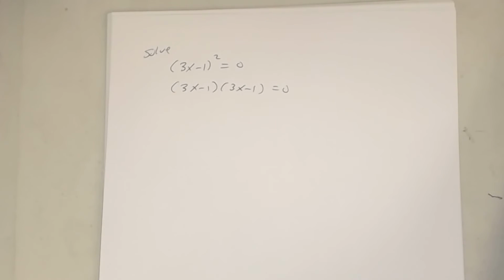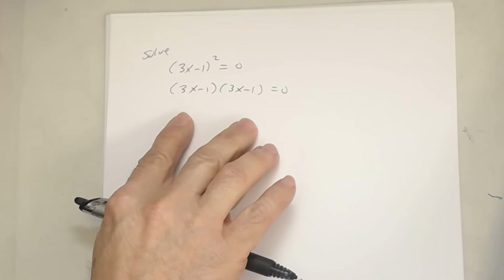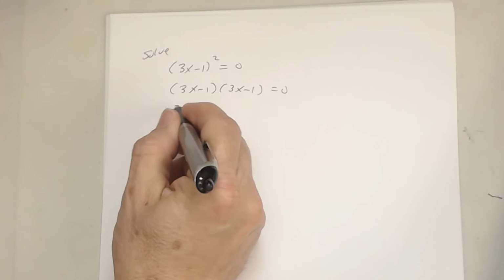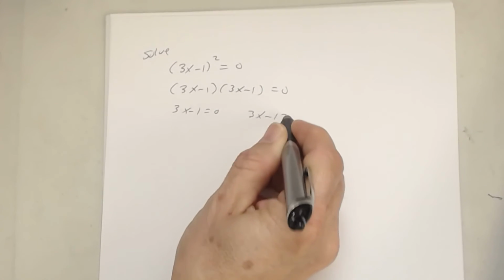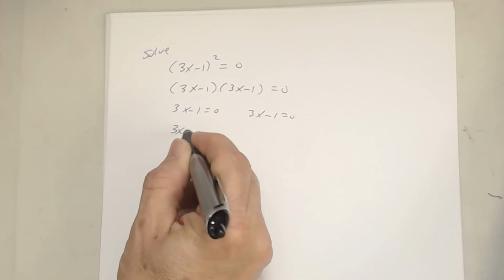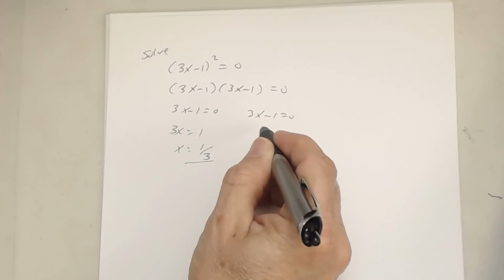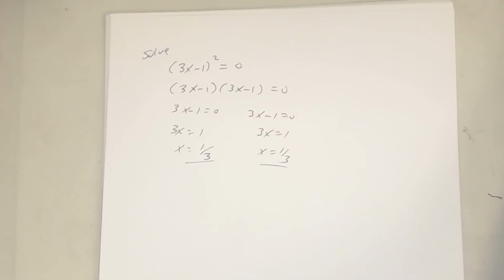How many solutions will I have? 2. I want you to notice something, though. What do you know about these two factors? They're the same. So all you got to do is just set one of them equal to 0. If I set both of them equal to 0, I want you to notice something. 3x equal 1. So what's my solution here? 1/3. They're identical.